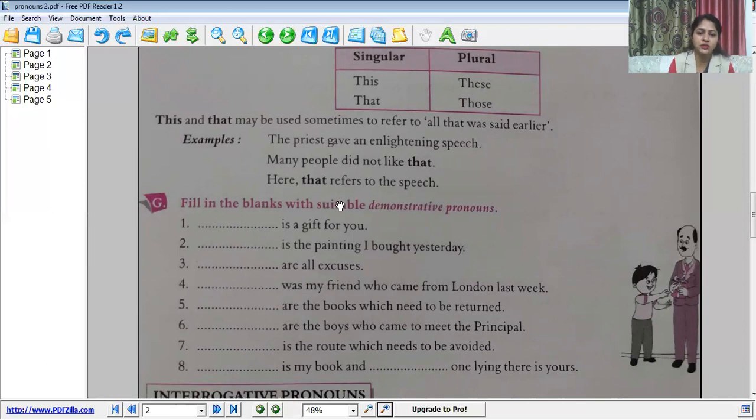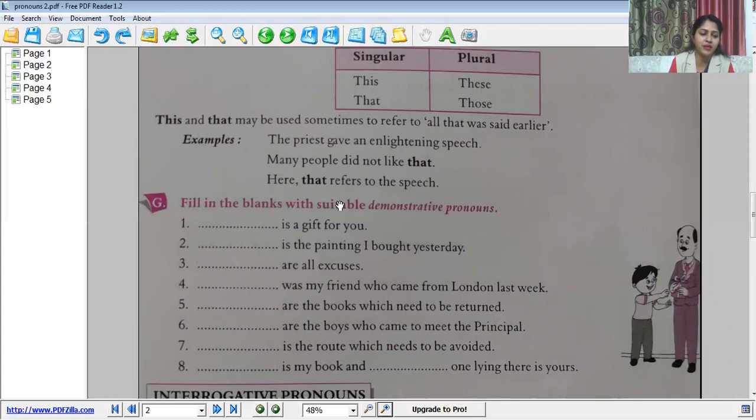Now, dash are the boys who came to meet the principal. Those are the boys who came to meet the principal. Okay, and if I'm having a one-to-one conversation and if the boys are close by, these are the boys who came to meet the principal. Dash is the route which needs to be avoided. This is the route which needs to be avoided. That is also correct. Both correct.